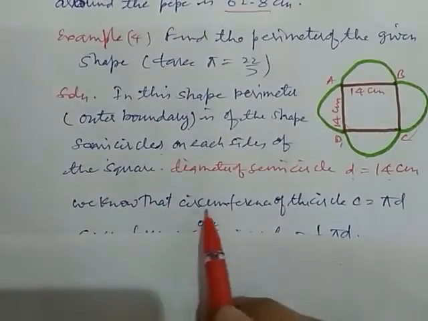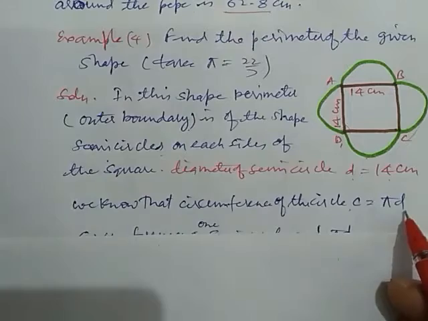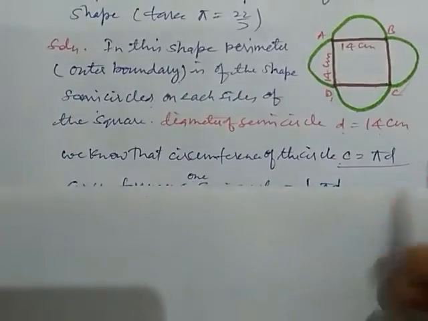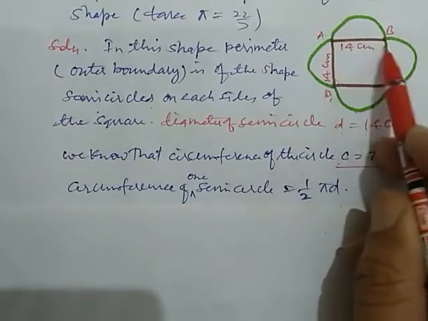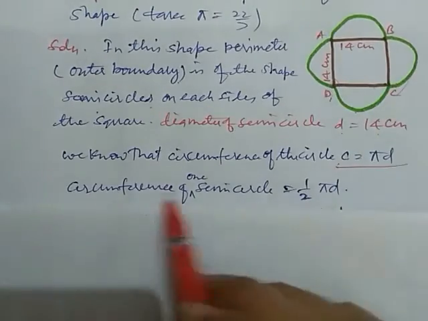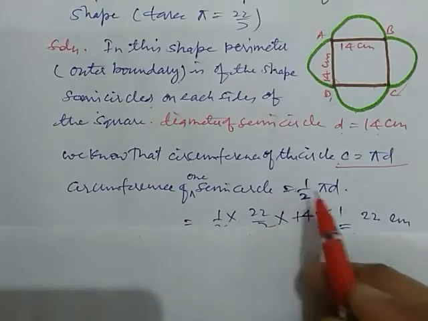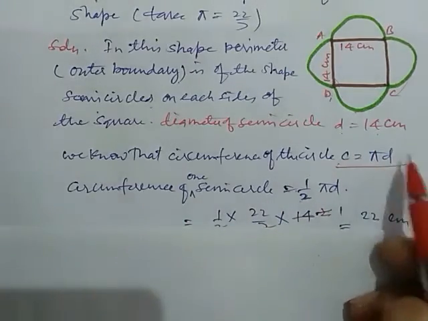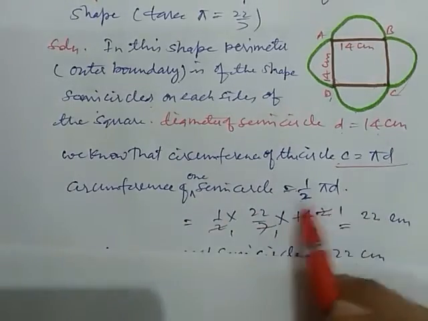Now we know that the circumference of a circle, if we use the diameter, is pi d. C equals pi d. Here the diameter of the semicircle is 14. So the circumference of one semicircle is half of pi d. This is the complete circumference, and the circumference of a semicircle is half of pi d.